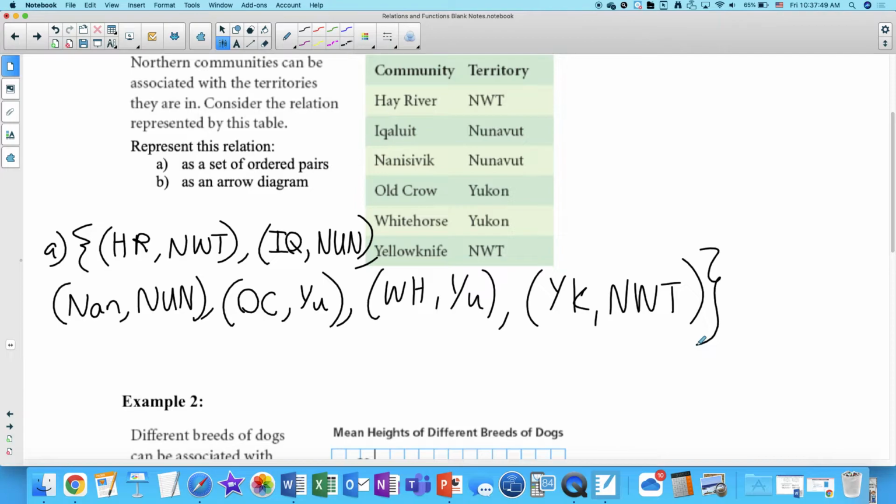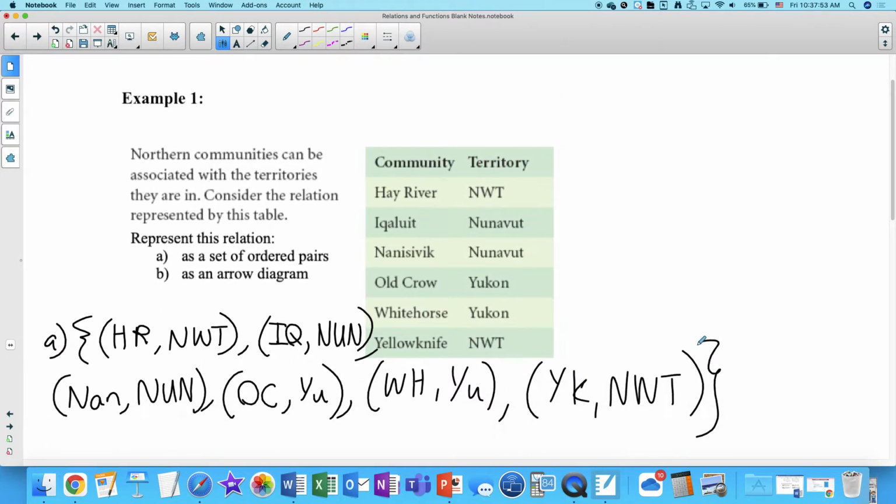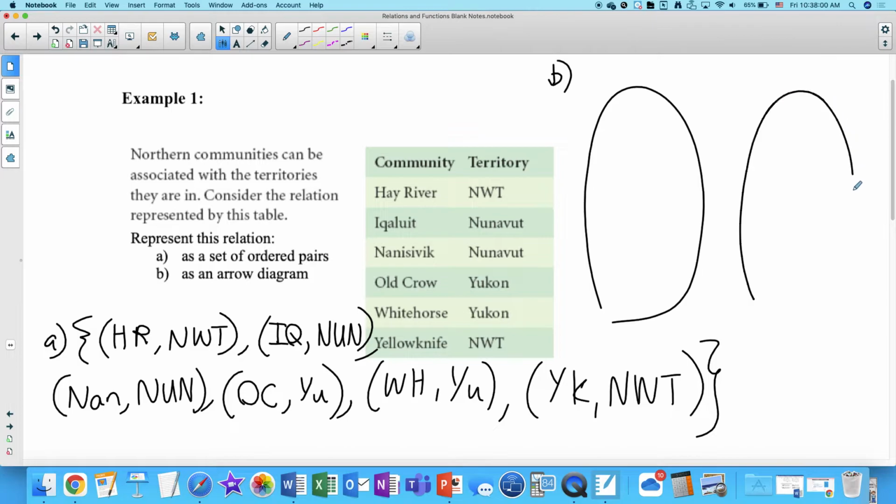Okay, so here's the thing about arrow diagrams. Firstly, again, we're going to have two bubbles. I'll do B up here. And similarly to the ordered pairs in the table, the community goes on the left and the territory goes on the right. Okay? And I'm going to put all the communities in here.